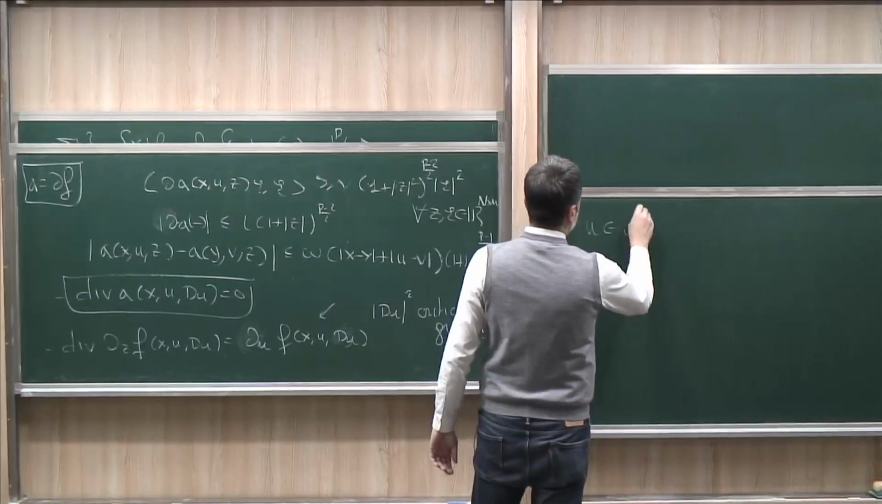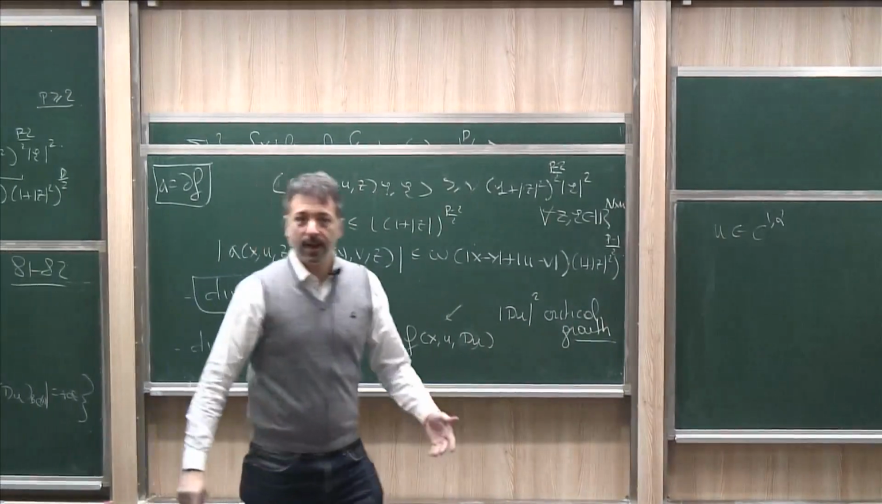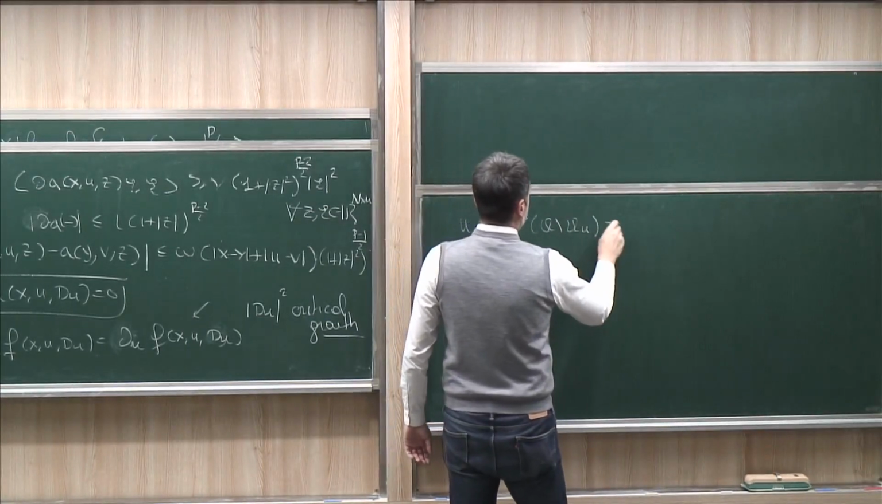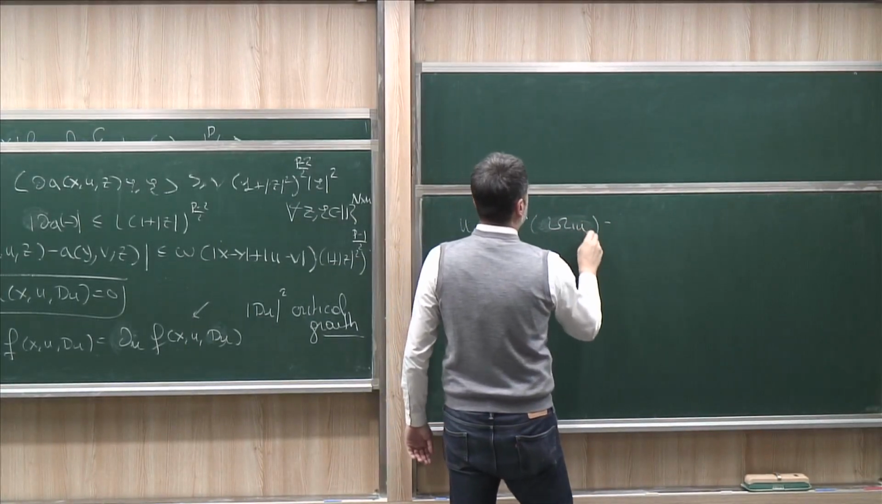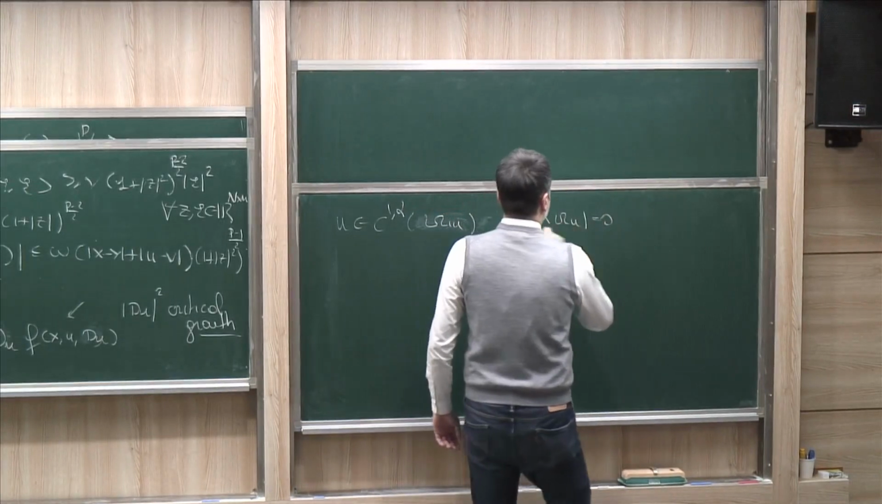That is, u belongs to C^{1,alpha}. You actually gain from alpha over 2 to alpha, the usual gain, in omega.